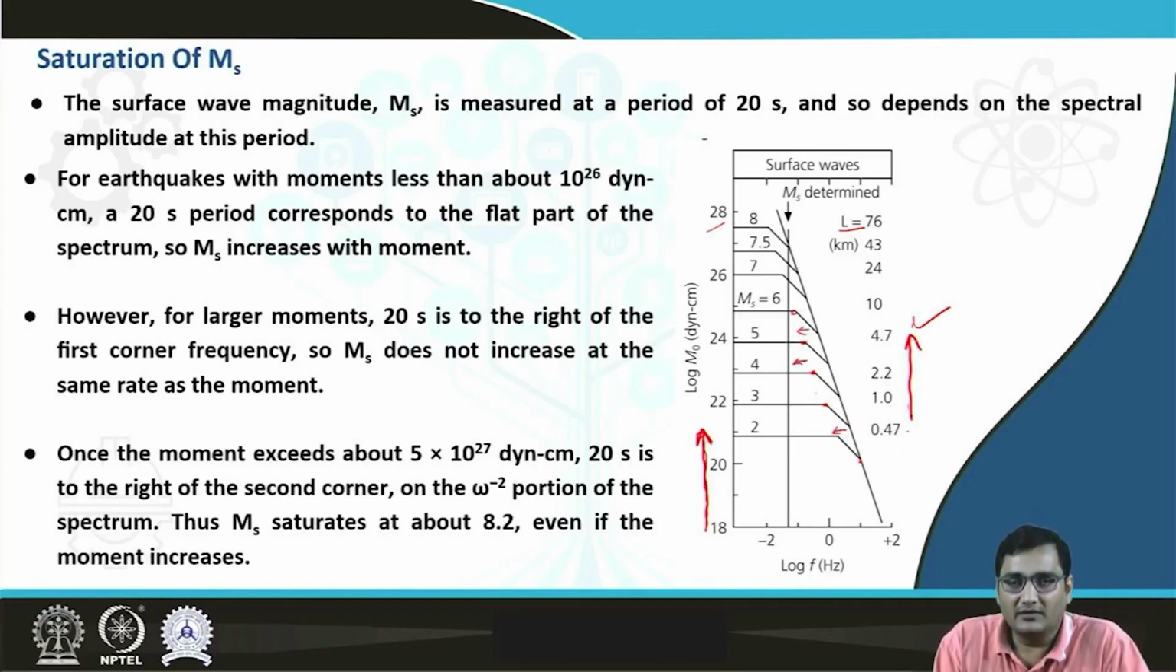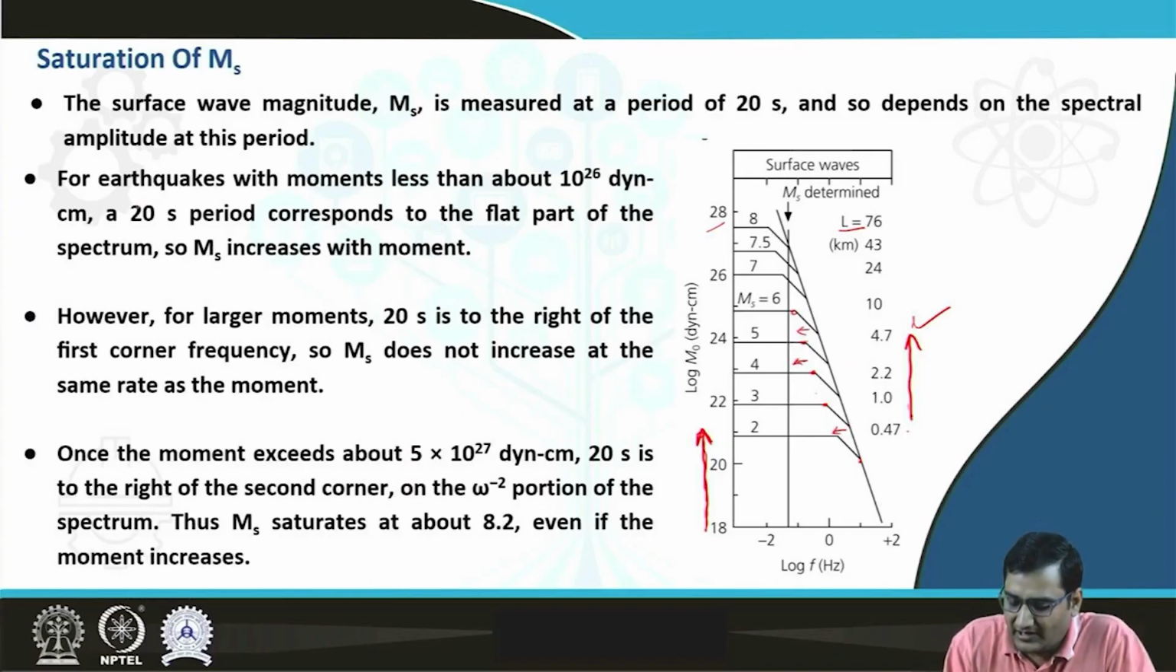We are going to find out the reasoning behind the saturation of the surface wave magnitude scale for the magnitude values of large earthquakes, that means for more than 8.2. And you know that the surface wave magnitude scales are measured at a period of 20 seconds. That is mostly for the Rayleigh waves. The amplitude of the surface waves is larger at 20 seconds. So the magnitude of the surface waves depends on the amplitude of the 20-second period wave, and it also depends on the spectral amplitude at this period.